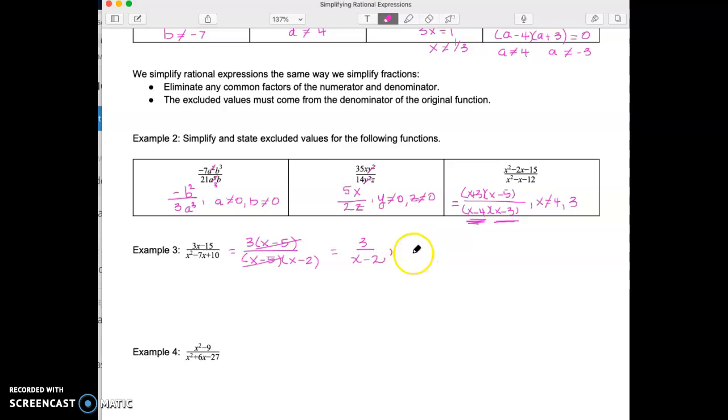So again, these two expressions will look very much the same. However, this one would have 2 excluded values. We couldn't be equal to 2 or 5. So simplified expression along with our domain restrictions.